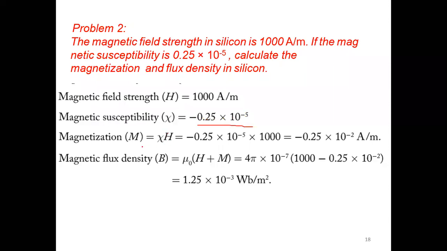Okay. So magnetization M will be chi H, as we have calculated earlier, and then the total magnetic flux density will be mu naught H plus M. So you can calculate that.